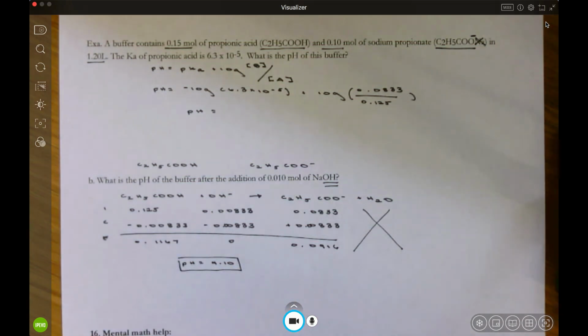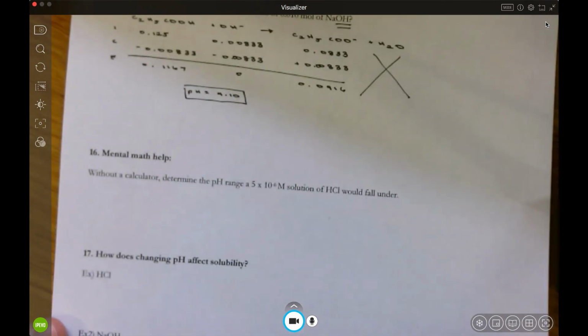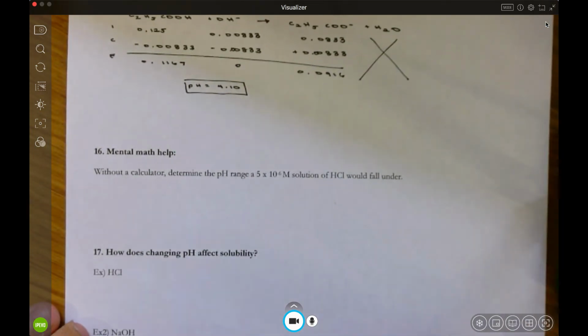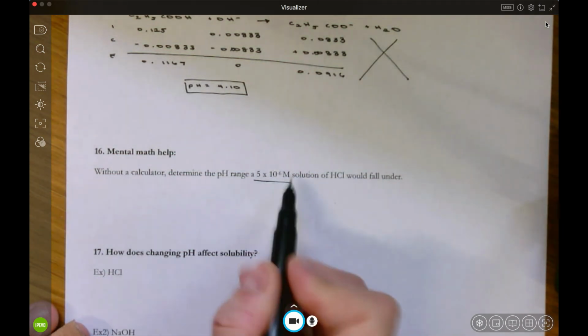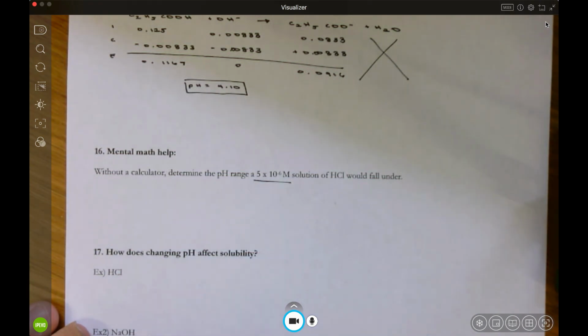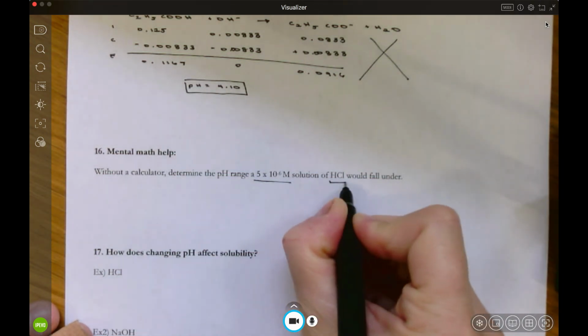Okay, 2 quick last questions. Without a calculator, determine the pH range this solution would have in HCl. Okay, so what range of pHs could this have? Keep in mind, this problem is made a lot easier because this is a strong acid.